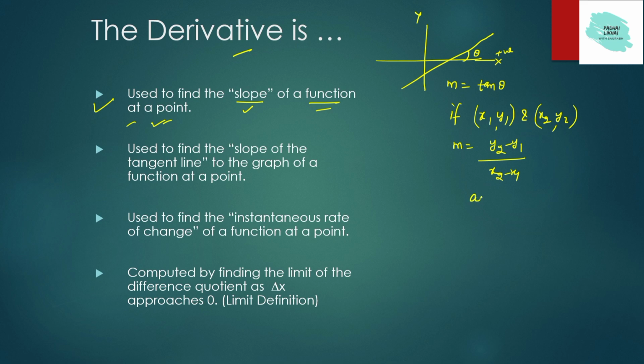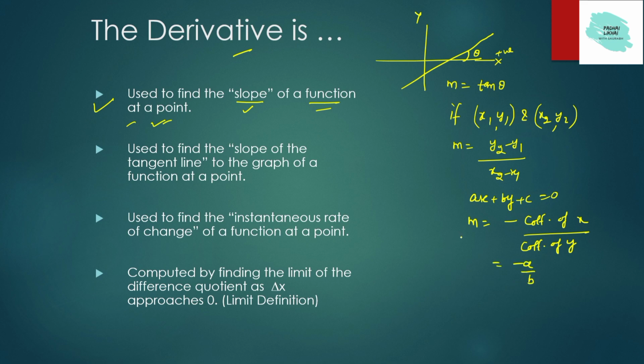And if an equation is given, ax plus by plus c equals 0, then the slope can be obtained by minus the coefficient of x upon the coefficient of y. So that is minus a upon b.